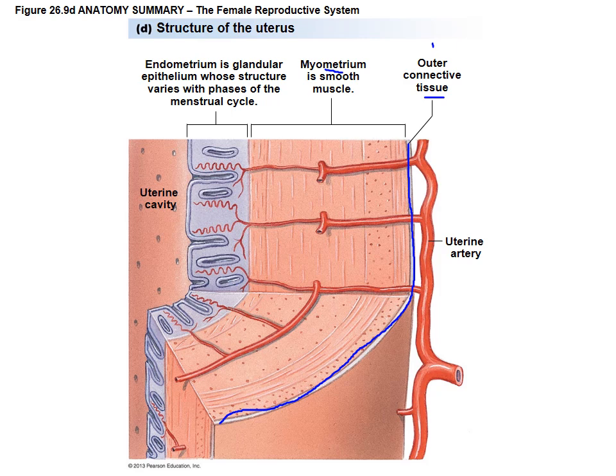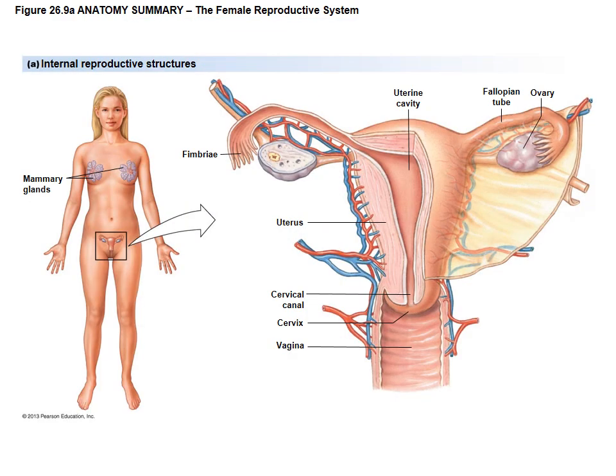Now, the myometrium is this thick middle layer of smooth muscle. And then there's the inner layer, the endometrium. This endometrium consists of glandular epithelium, and the thickness of this glandular epithelium changes throughout the various phases of the menstrual cycle, which we'll see when we cover the menstrual cycle later in this lecture.